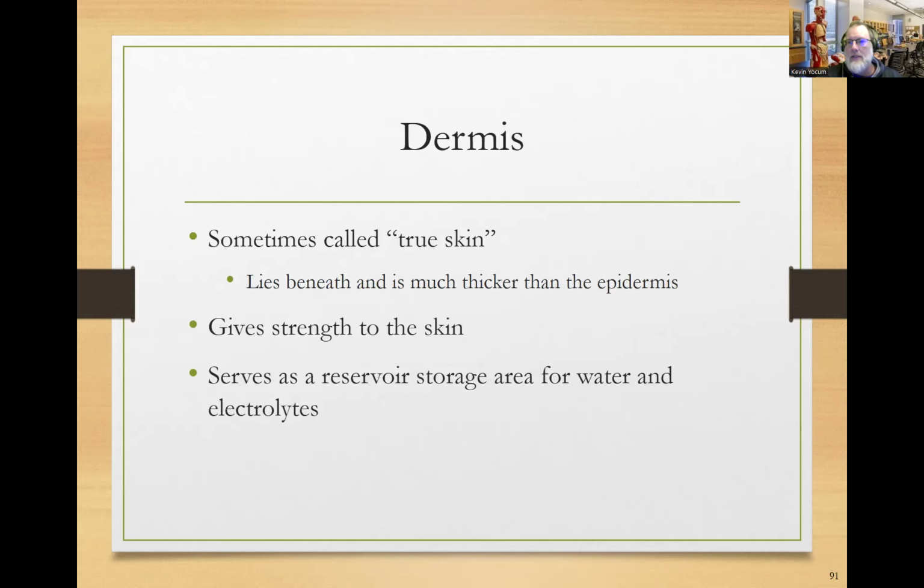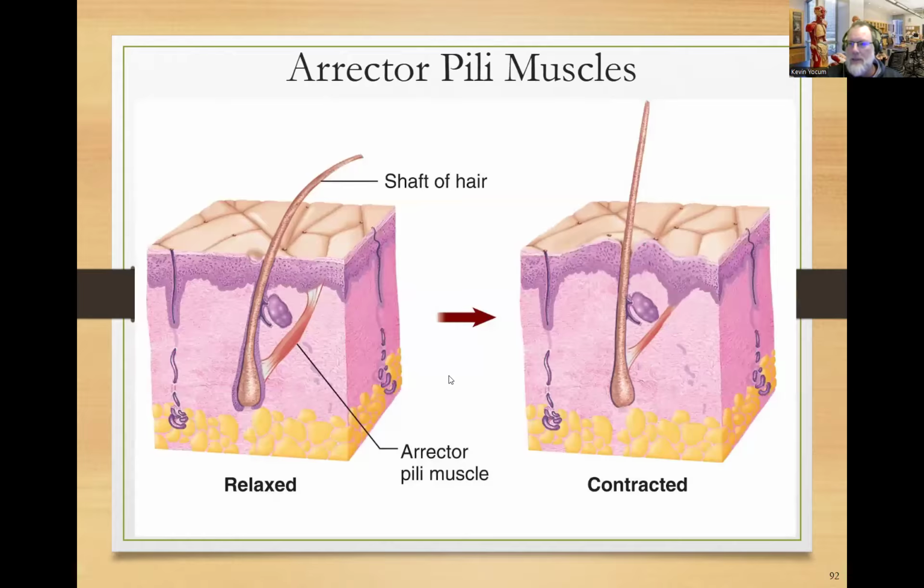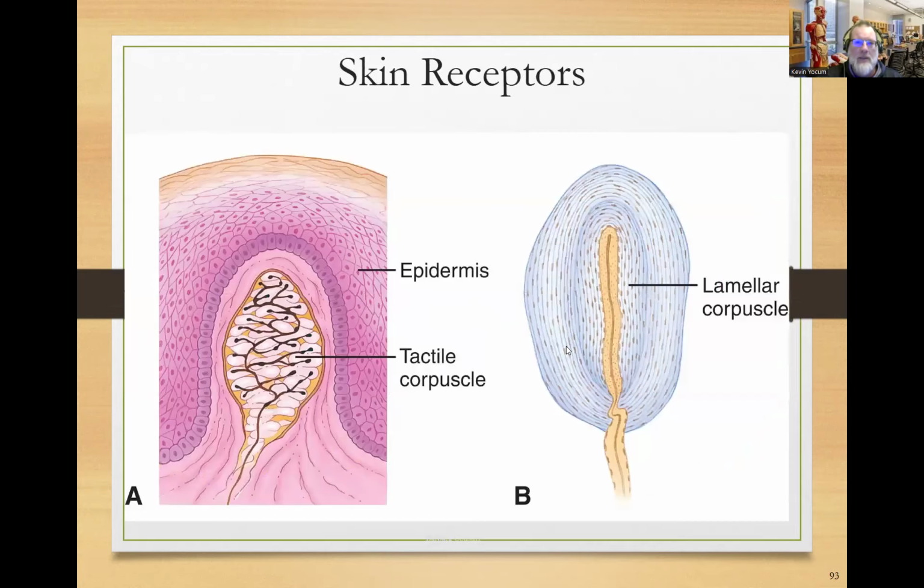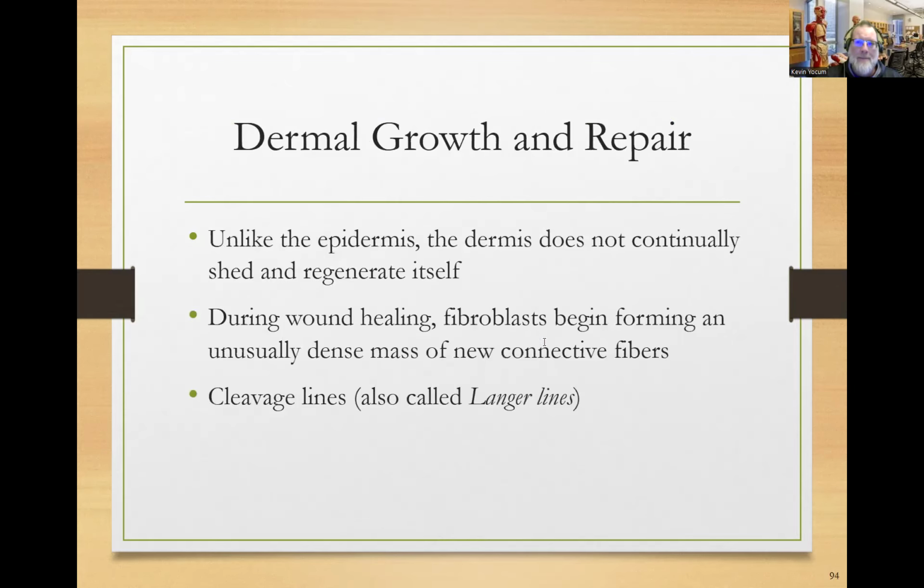That takes us to the dermis, the connective tissue. This is what they call the true skin, mainly because this is where all the action is regarding blood supply, nerve supply, waste products, hair follicles, and muscles. All of that is in the dermis. There are also nerve endings, tactile corpuscles, lamellar corpuscles, and nociceptors for pain. We'll look at all that when we get to the nervous system.